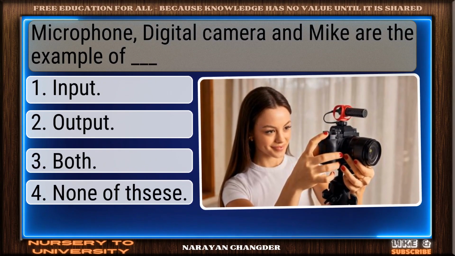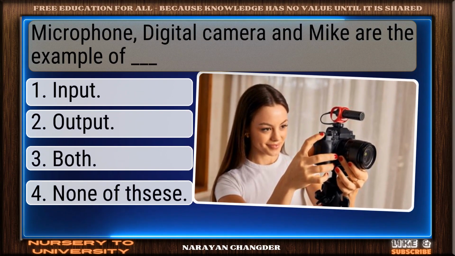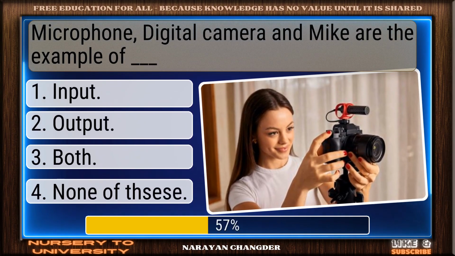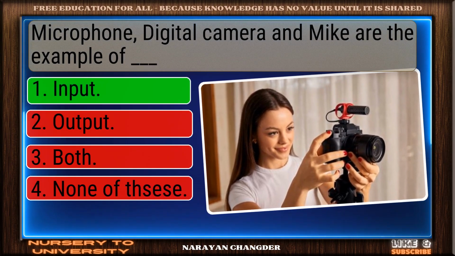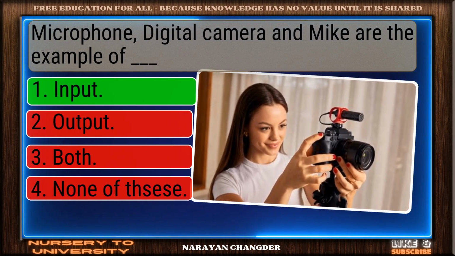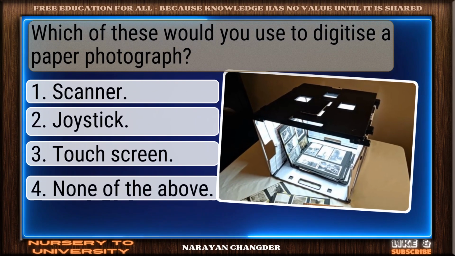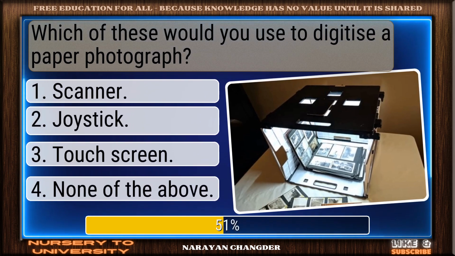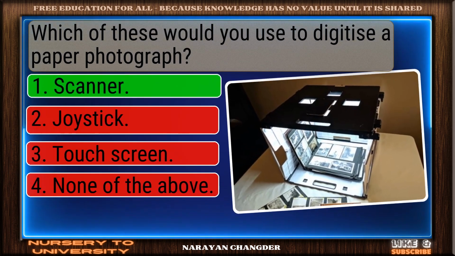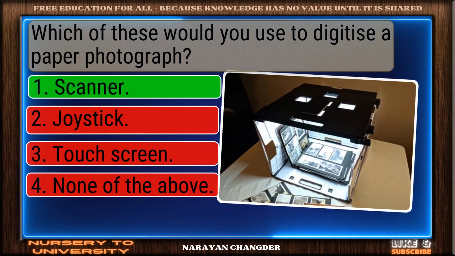Microphone, digital camera, and mic are the examples of dash. Well reasoned. Input is the correct choice. Which of these would you use to digitize a paper photograph? Well done. Scanner is the right choice.